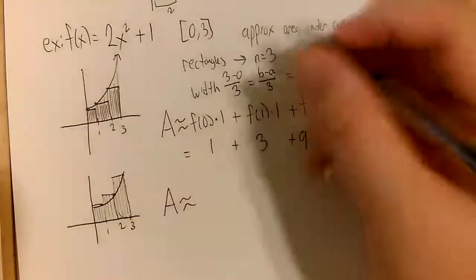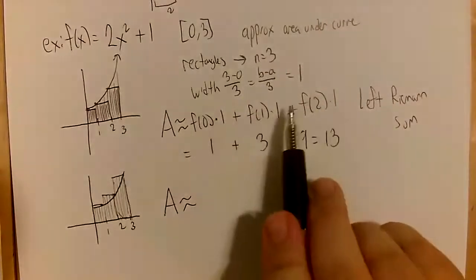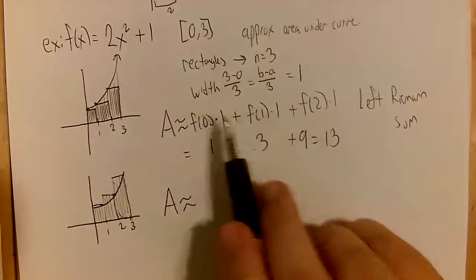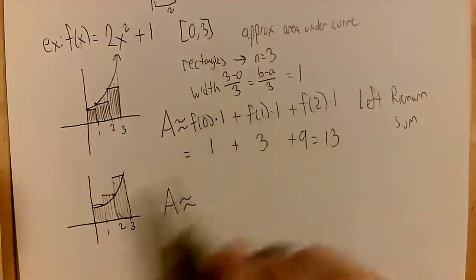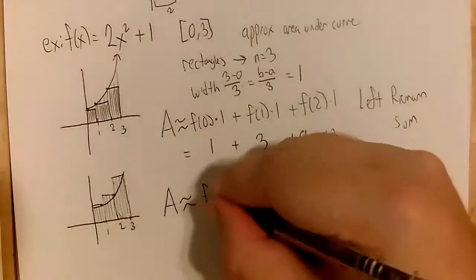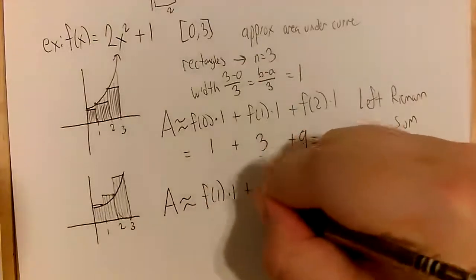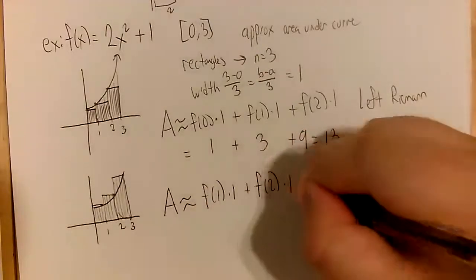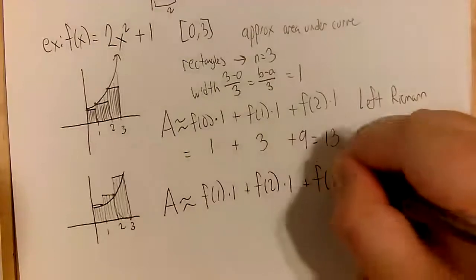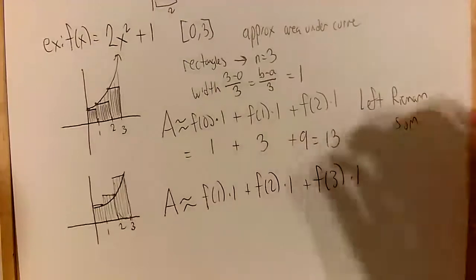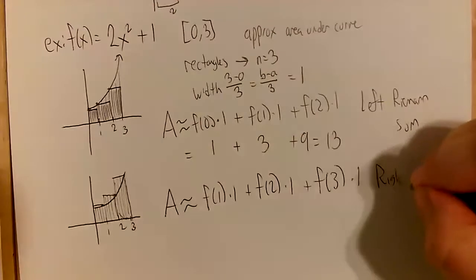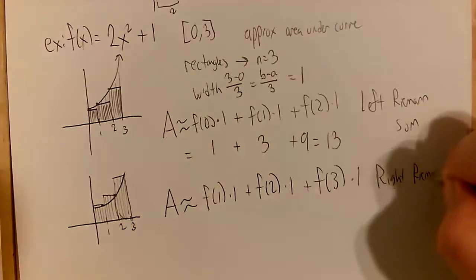So the area here, well, the width of all the rectangles is the same. So all of them will be 1 for the width, but the height will be different. For our first rectangle, we use f of 1. For our second, we use f of 2. And then for our third, we use f of 3. So remember, we're using the right-hand endpoints. This is called a right Riemann sum.